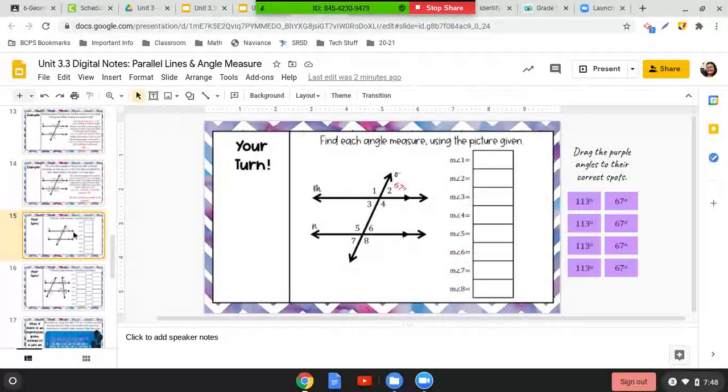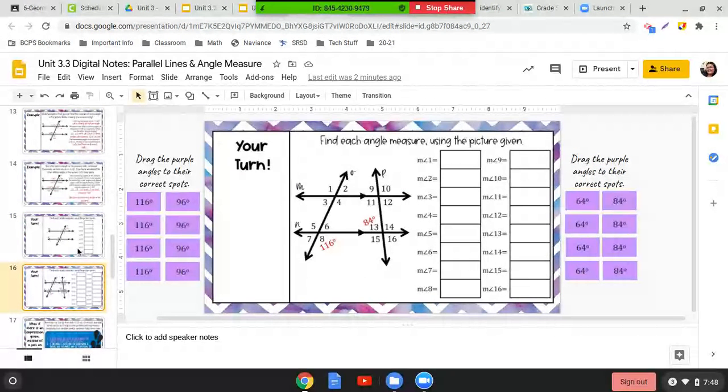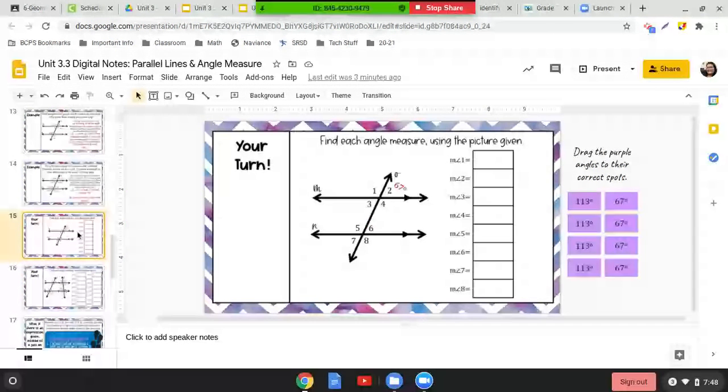So what we're going to do is it's going to be your turn. So we're going to work through a few of these together. And then your job for the rest of the day is going to be to finish what we don't get done. All right? So let's go through a few examples, and then I'm going to turn you loose to show me what you know. So find each angle measure using the picture given.